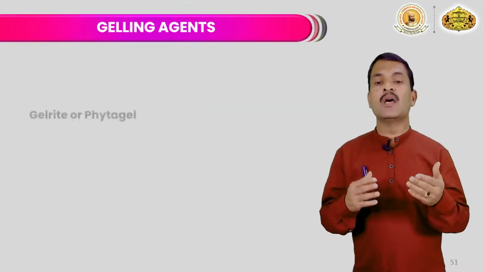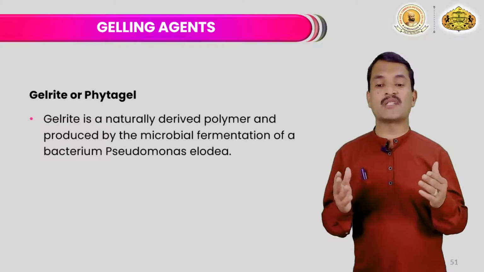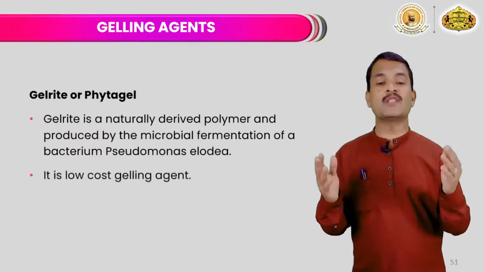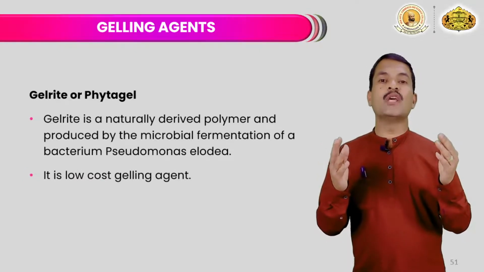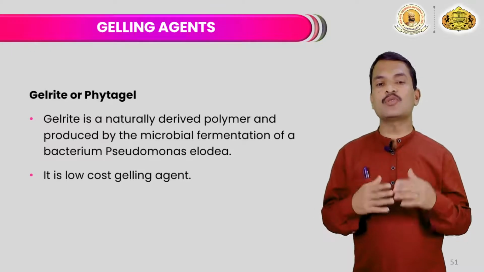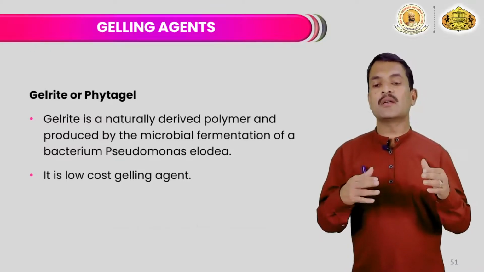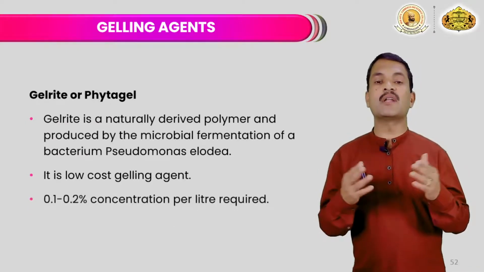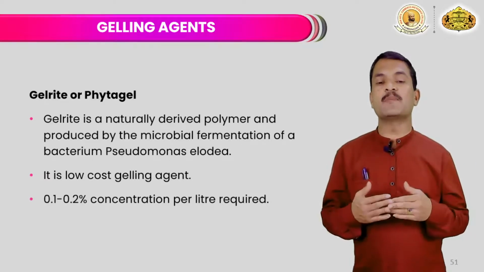The next gelling agent available in the market nowadays is gelrite or phytagel. Gelrite is a naturally derived polymer produced by microorganisms, particularly the bacterium Pseudomonas elodea. This bacterium produces the polymer, which is used as a gelling agent. It is low cost, and a concentration of 0.1 to 0.2% per liter is required, so it is one of the best gelling agents people are using nowadays.